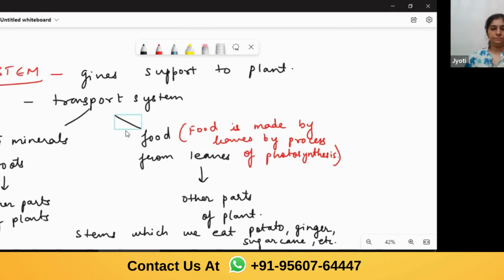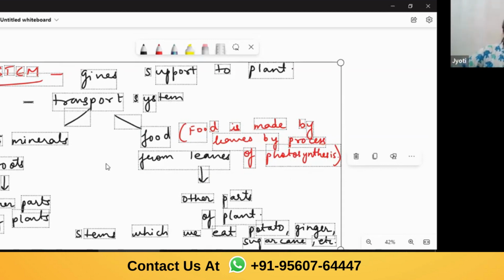Now we move to leaves. So leaves function, I've told you just now also, here also, that the leaves, they prepare food by the process of photosynthesis. Shall I delete now? Nisha, shall I delete? Okay. Ayansh, done?